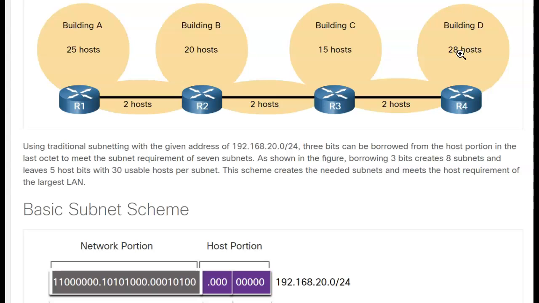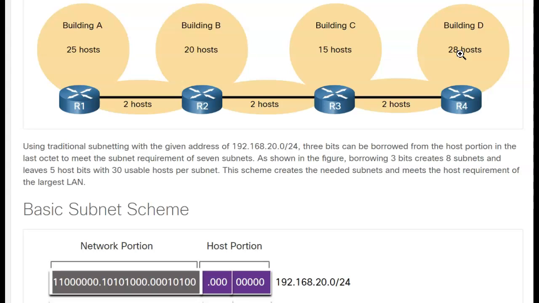So I'm going to take building D as my largest need. The question is, how many bits would I have to borrow to handle 28? But you're also looking at how many networks do I need, because I'm borrowing bits. I'm trying to get the number of networks and the number of hosts. The maximum number of hosts I need is 28. So what if I looked at that magic number? It started out with 128, 64, 32.